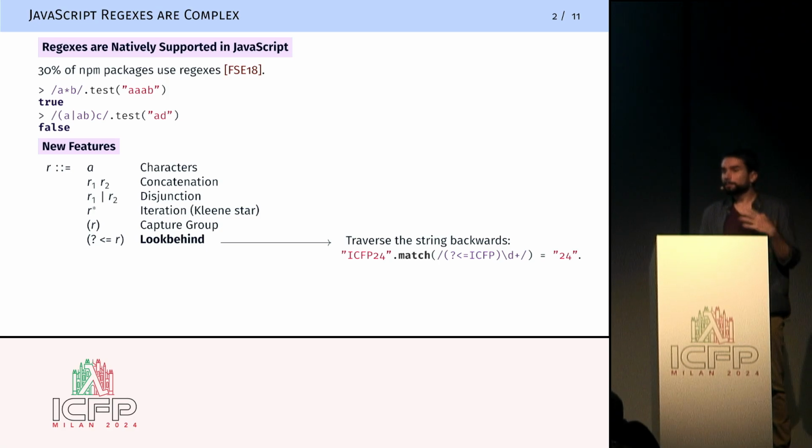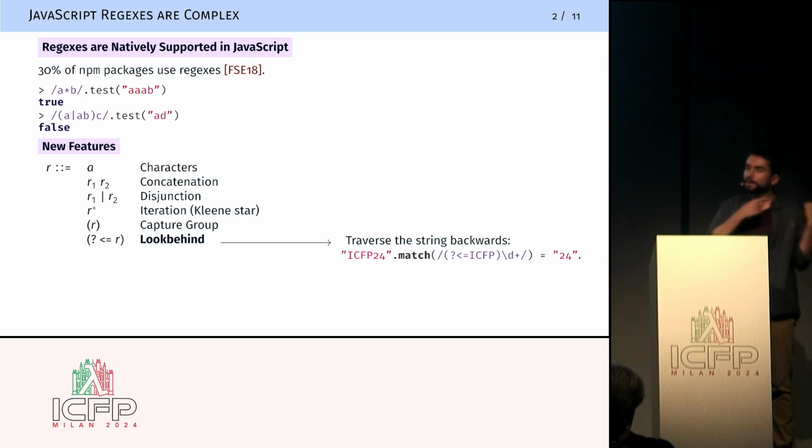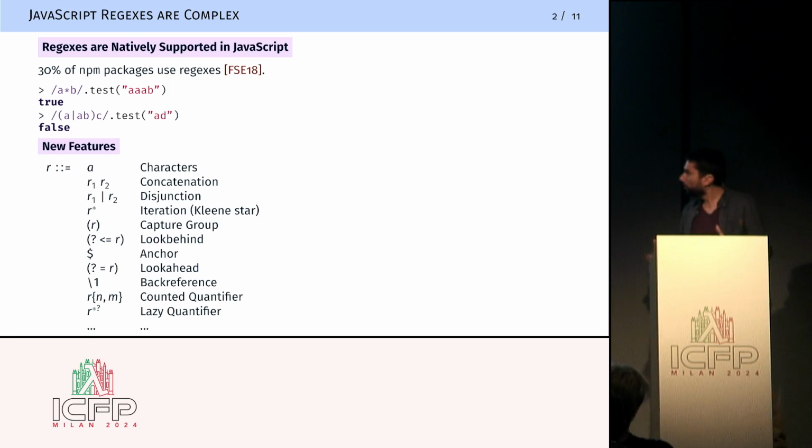And so whenever in my matching algorithm I am between the P and the 2, I will go back into my string to try and match ICFP. So this is just a few examples, but we have so many more features in JavaScript regexes. We have lookaheads, back references. We have so many kinds of quantifiers. We have different kinds of character classes. We have negative lookarounds, and so on and so on.